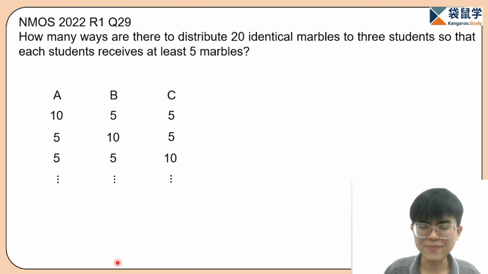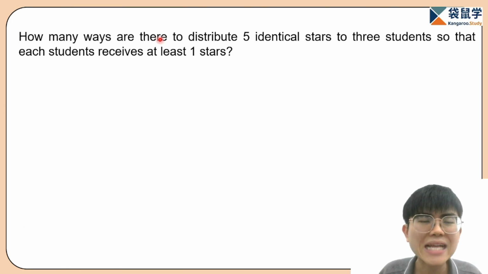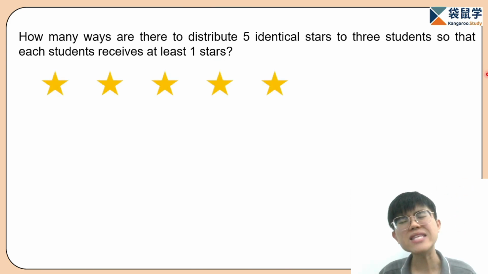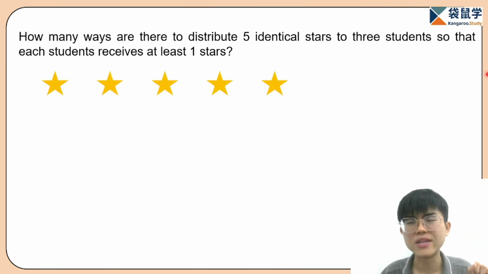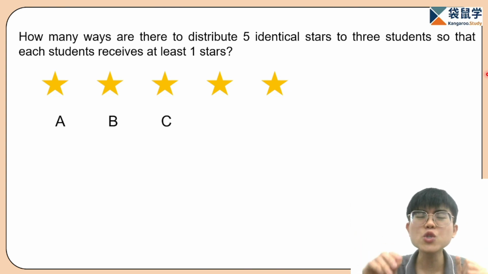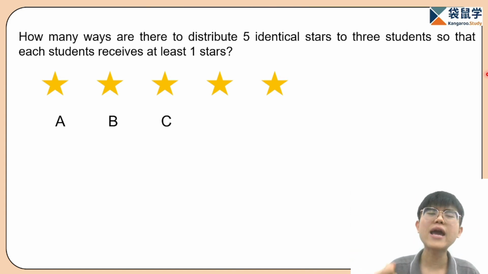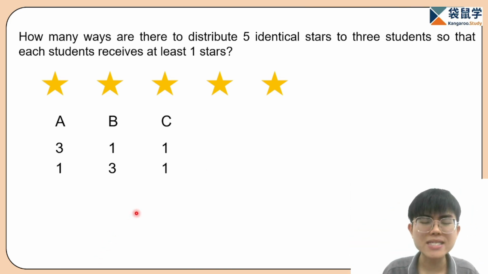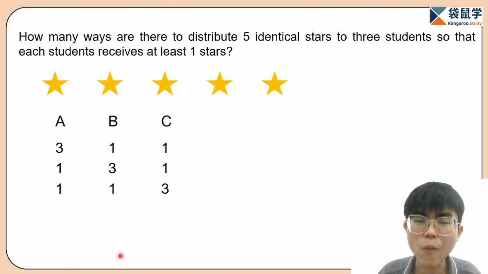Now let's take a look at a simple example. How many ways are there to distribute 5 identical stars to 3 students so that each student receives at least 1 star? We have 5 identical stars and I need to give them to 3 students. Let's say we have students A, B, C. Of course, for this kind of question, we can also try to list everything down. For example, I can give student A 3 stars, so B and C both have 1 star each. I can also give student B 3 stars, so A and C both have 1 star. I can also give student C 3 stars, and A and B will have 1 star.